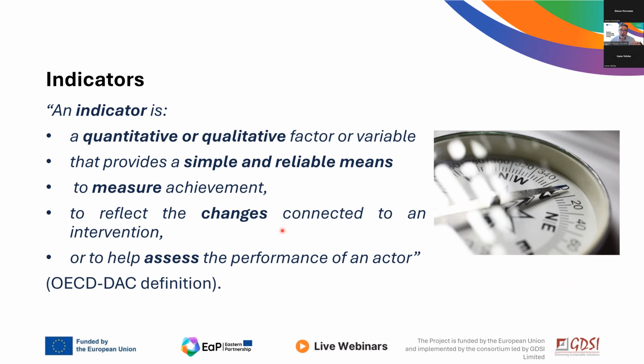And an indicator, again, as the official definition, is a quantitative or qualitative factor or variable that provides a simple and reliable means to measure achievement, to reflect the changes connected to an intervention, or to help assess the performance of an actor. That's why, for example, budget expenditure fits perfectly the definition. It's quantitative, it's simple and reliable. It measures how much we have spent. It reflects the changes in the progress, and it can help assess the performance or adjust.